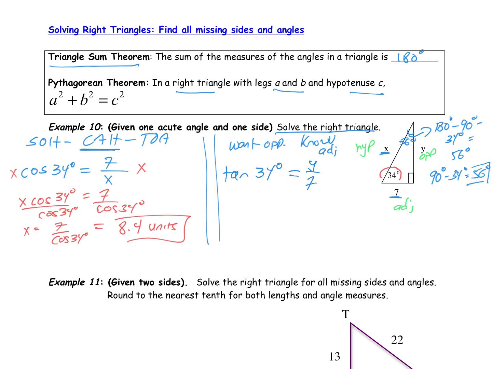To isolate y, multiply both sides of the equation by 7. So 7 tangent 34 degrees is equal to y. If you enter that into your calculator, you'll find that y is equal to 4.7 units. So we have solved this triangle, finding the two missing side lengths as well as the missing acute angle.